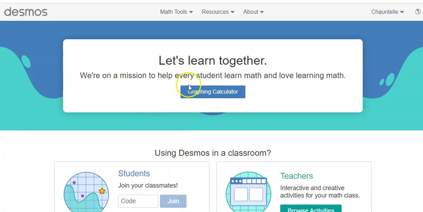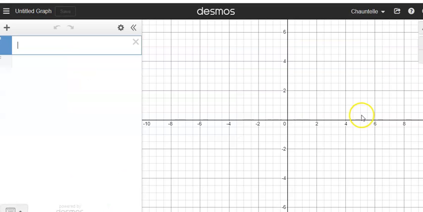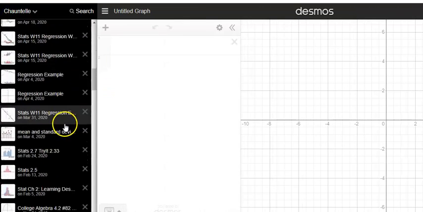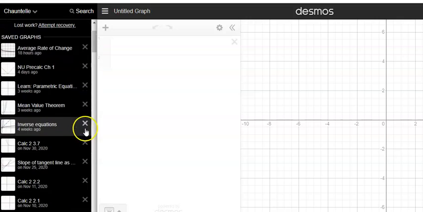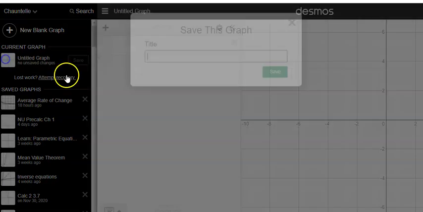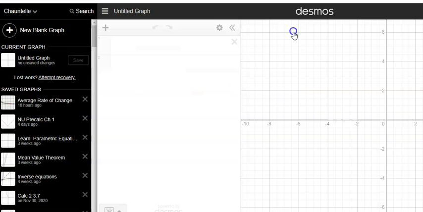So just to do plain old graphs, you just click on graphing calculator. I have already logged in. I use it all the time, so I have an account. I recommend having an account because you can save your graphs. So if you see over here, I have a lot of graphs that I have saved over the last few years teaching and just doing math. So we are going to go back to a new graph here. I'm not going to save it.